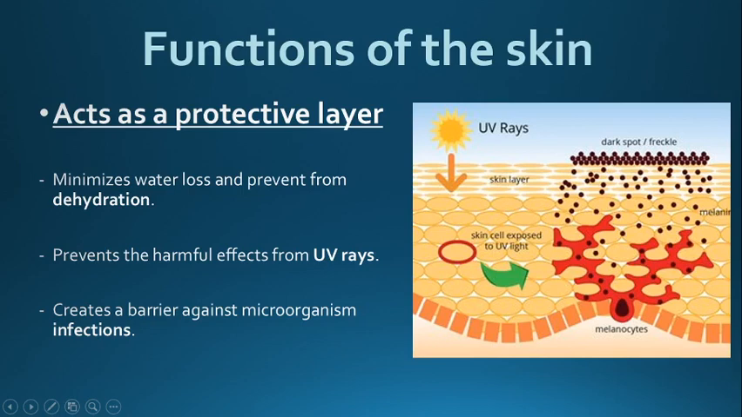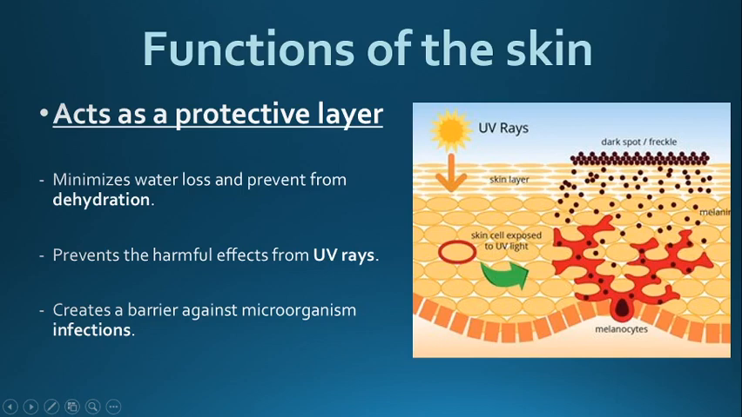Let's see how these functions occur. Okay, so the first one is minimizing water loss or minimizing dehydration. The reason for this is that skin prevents evaporation from our body. It prevents water loss through the skin, so that it stops dehydration and protects body moisture.